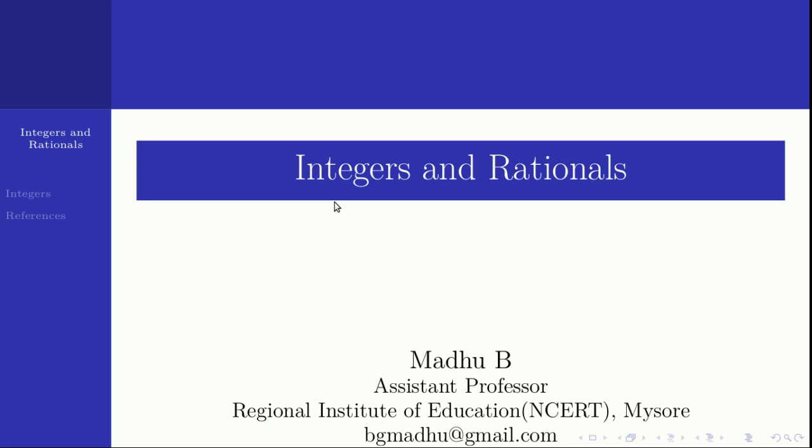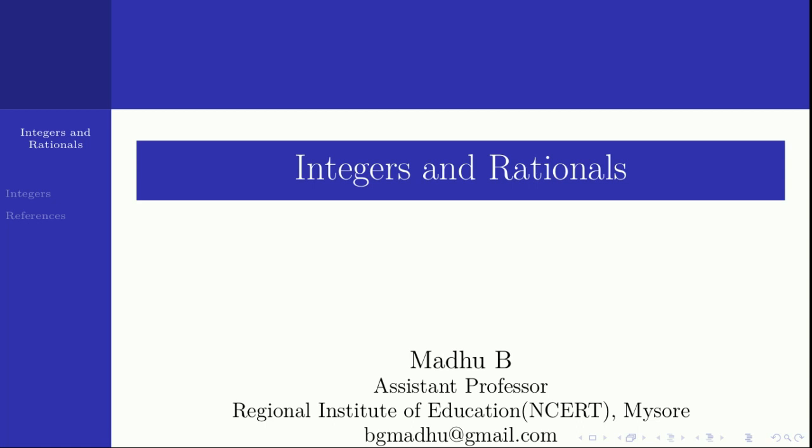Last class we defined natural numbers through Peano's axioms. So the definition of natural numbers was axiomatic. Now, using the natural numbers, we are going to construct integers and rational numbers. Let us see how we are going to do that.